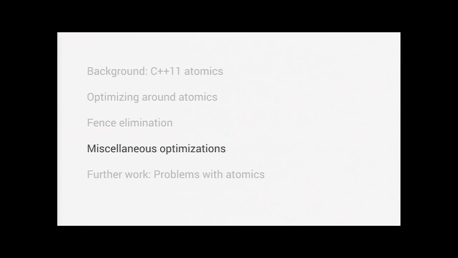So these were the interesting optimizations where you try to be clever, but when I looked at what Clang was actually producing for atomics, I also found all sorts of small or not so small inefficiencies in the code gen.